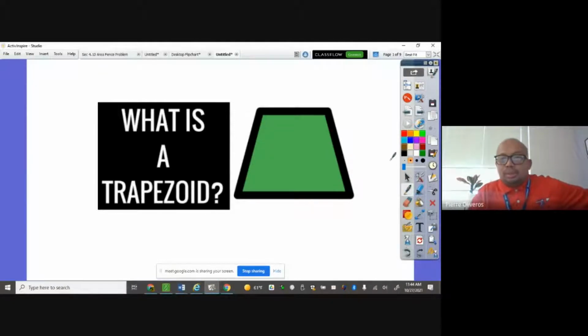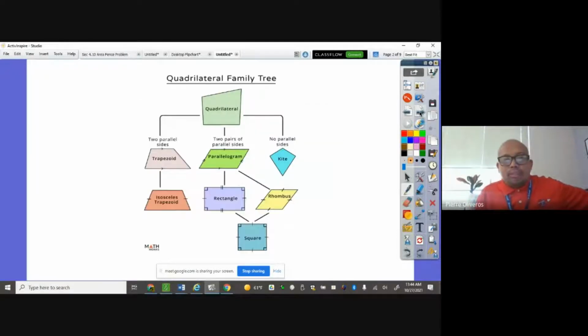Today we're going to learn about trapezoid. What is a trapezoid? A trapezoid is under the quadrilateral, has four sides and has only one pair of parallel sides. Let's look at the family tree of a quadrilateral.